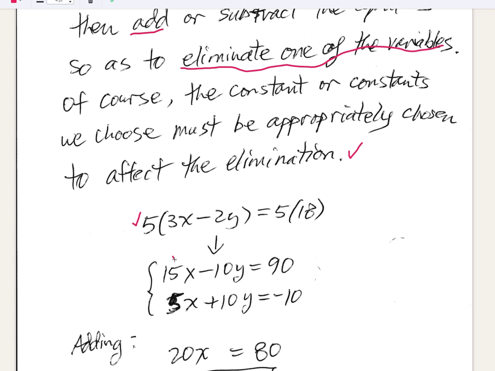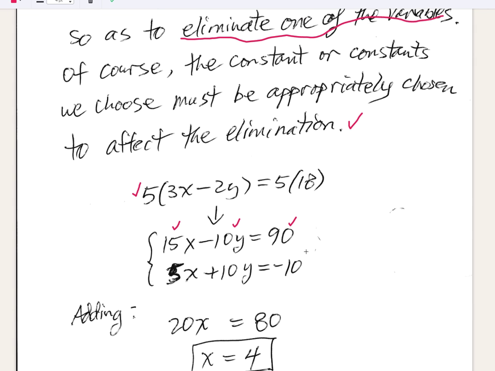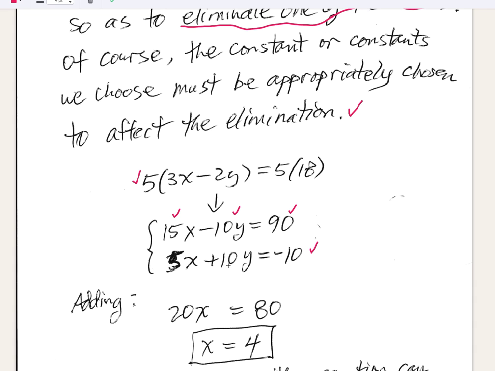So this is 15x minus 10y. 5 times 18 turns out to be 90. So this is an equivalent line. That's the same line. It's just written in a different form. And then I kept my second equation. I didn't change that one. That was 5x. That doesn't look like 5. That's because I wrote it incorrectly first. But that's actually 5x plus 10y equals negative 10.